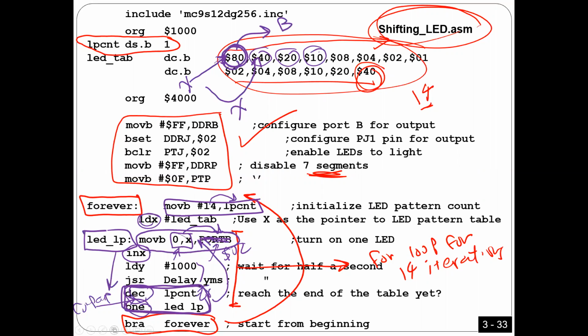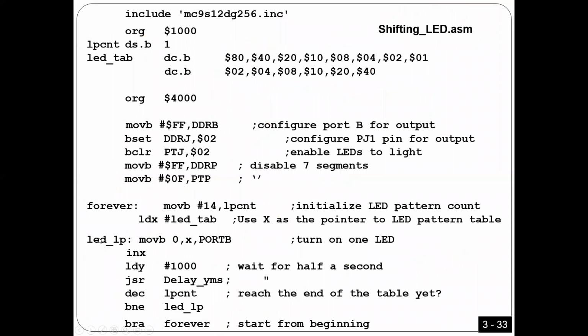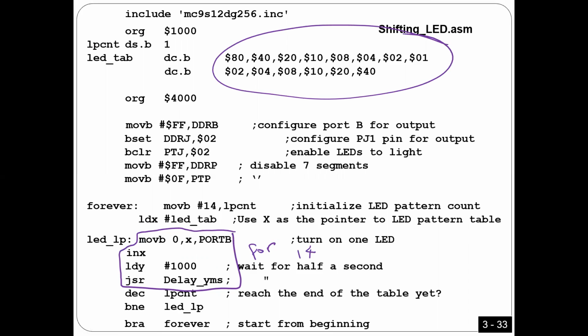Okay, let me clear the mess I made here, and then you can just look. I want you to look at this part. This is the body of the 14 iterations. I'm going to take 1 byte, which is 1 pattern, from here and put it in port B. Then I increment X, wait 1 second, and keep repeating this part. So in the very beginning, X is here. In iteration number 14, X should be here, and I increment X. Okay. Any questions?